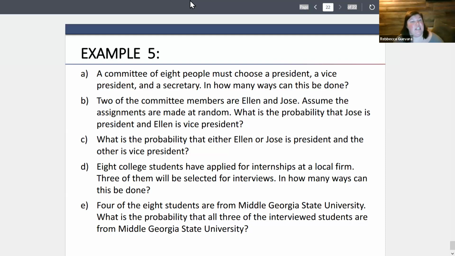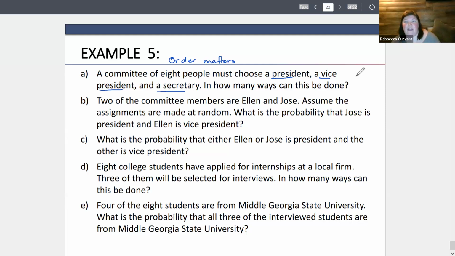So our first question is, a committee of 8 people must choose a president, vice president, and a secretary. How many ways can this be done? So because we're choosing offices, the order in which I pick my people is going to matter, because if I change their order of the same 3 people, then they're going to have different positions and it's going to be a different group. So order matters.